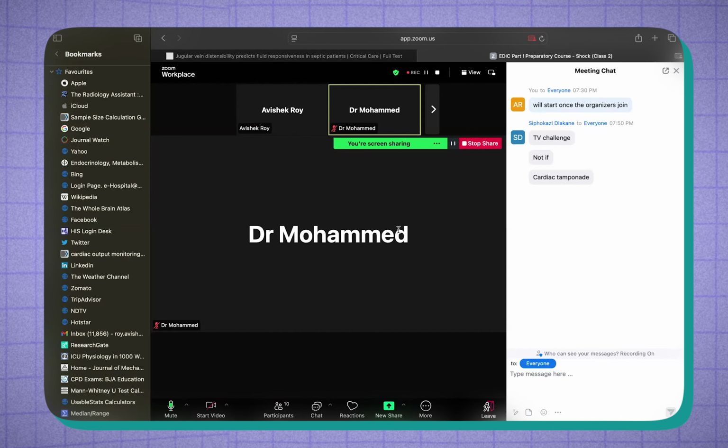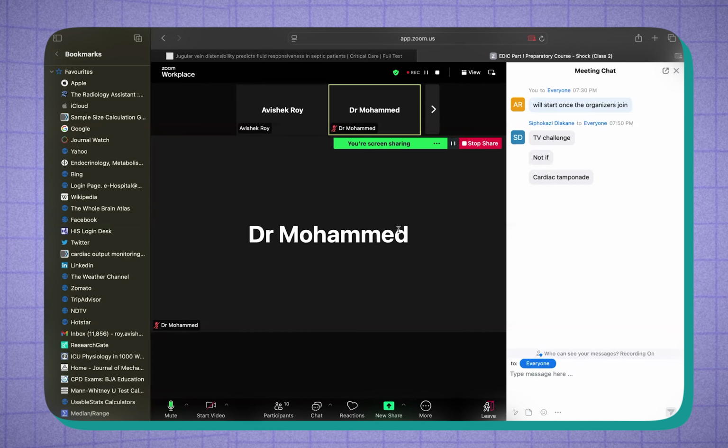So again, I'm saying don't just, based on one test, give fluid to the patient or decide what to give. Use your multiple tests. Do an IVC ultrasound, do an echo, do a capillary refill time, and then obviously do the passive leg raise test. All these things you have to combine and then decide upon giving fluid or not.